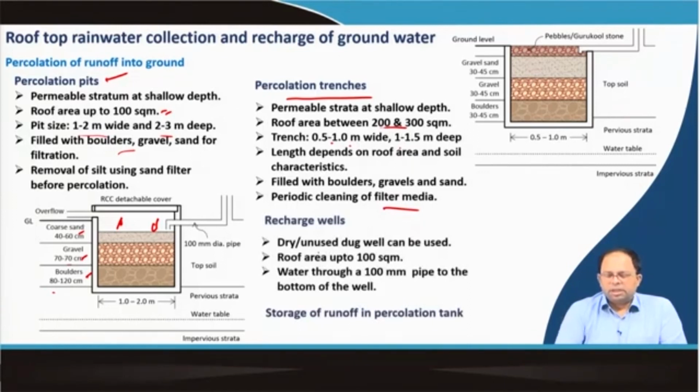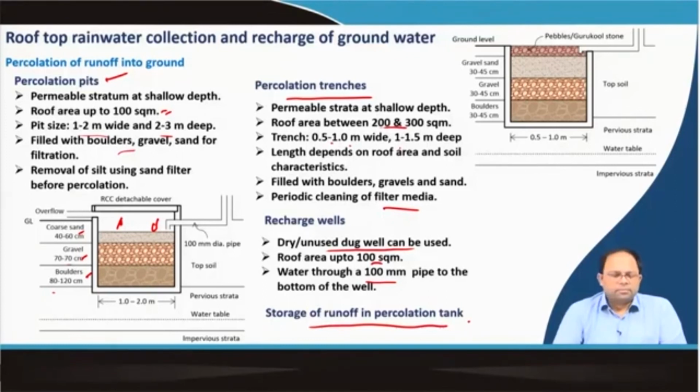Similarly, we can use recharge wells. Dry unused dug wells can be used for a roof area of around 100 square meter. Water is brought down through a 100 millimeter pipe to the bottom of the well, and from there it automatically gets recharged. Storage of runoff in a percolation tank is also possible. But as you understand, if we put it in an open tank, then some amount of water is lost by evaporation.